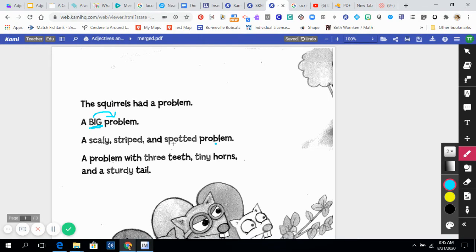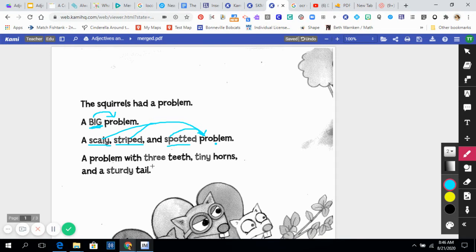A scaly, striped, and spotted problem. Oh, boys and girls, I heard the author describing the problem some more. I see that noun determiner, a, that's signaling that a noun is approaching, and I can visually see these adjectives right here, these describing words, scaly, striped, spotted. And I'm going to draw an arrow to show that all of that is modifying and changing and describing that problem, telling us more.